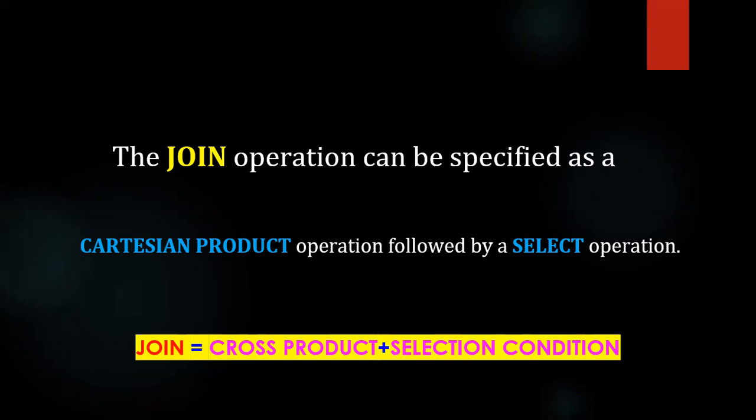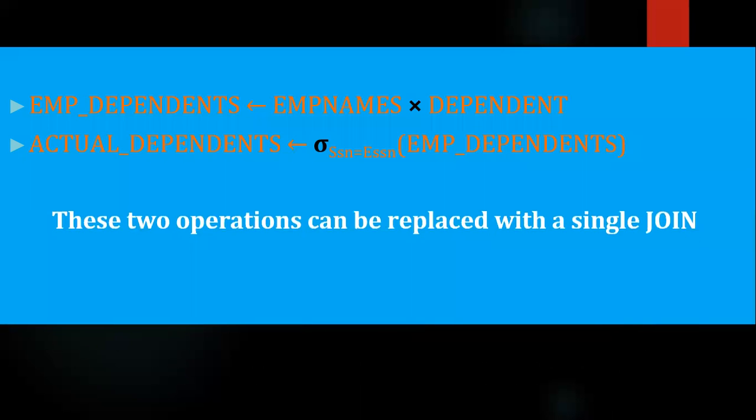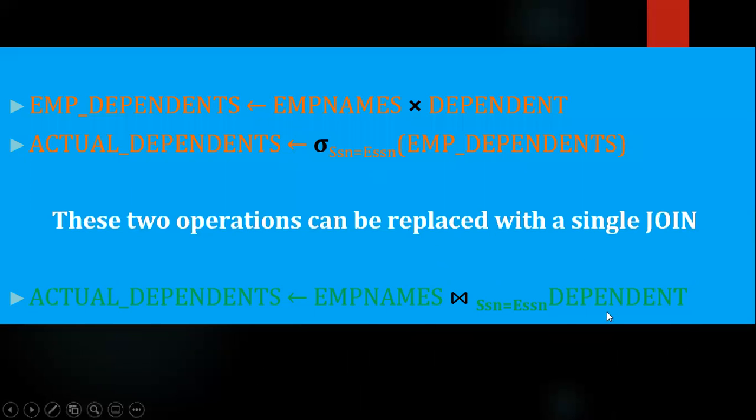Then what are the different ways to join two tables? Join can be done in different ways. Here I have just one example. See here, in the first relational algebra expression, I have first a cross product, then a selection. So here there are two operations, and these two can be combined and replaced with a single operation. See here, in the second expression I have given join. So the cross product and selection condition can be replaced by a single join operation.